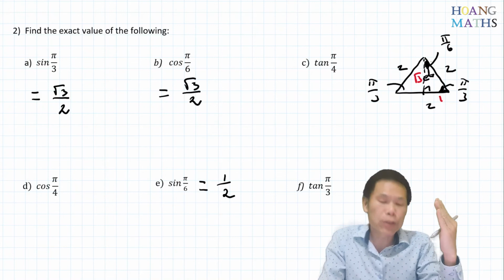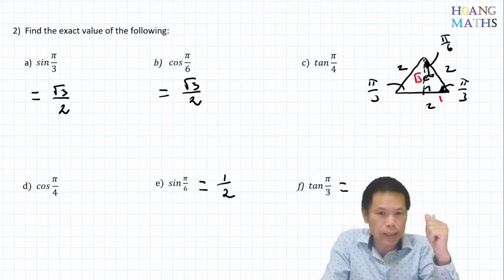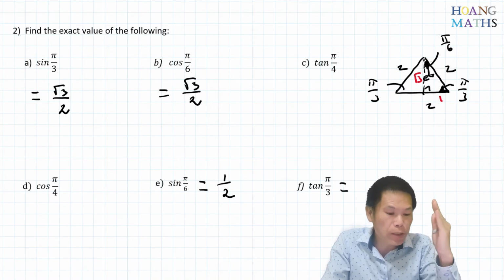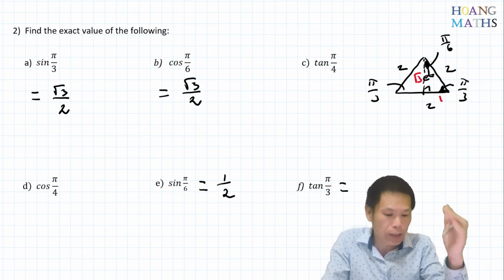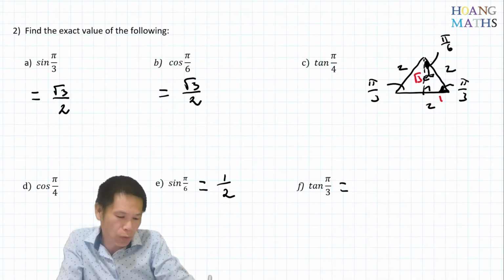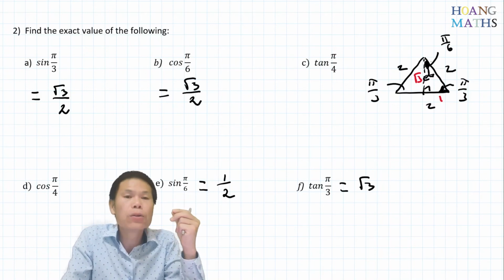And tan of pi over 3. Tan is opposite over adjacent. The opposite of angle pi over 3 is root 3, and the adjacent is 1. So root 3 over 1, which is root 3. So tan of pi over 3 is root 3.